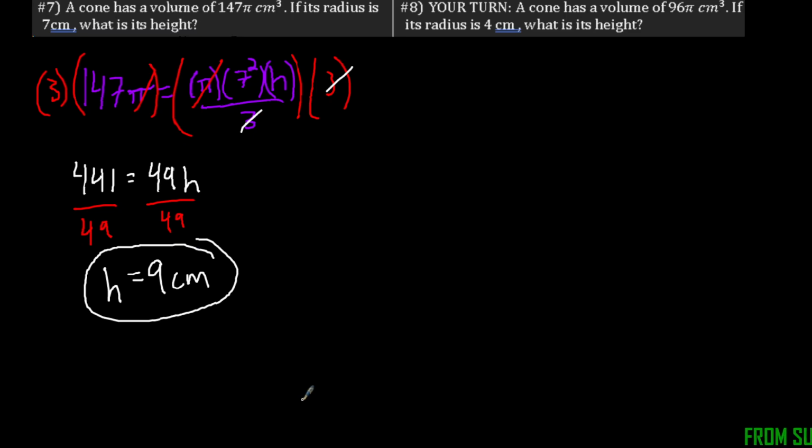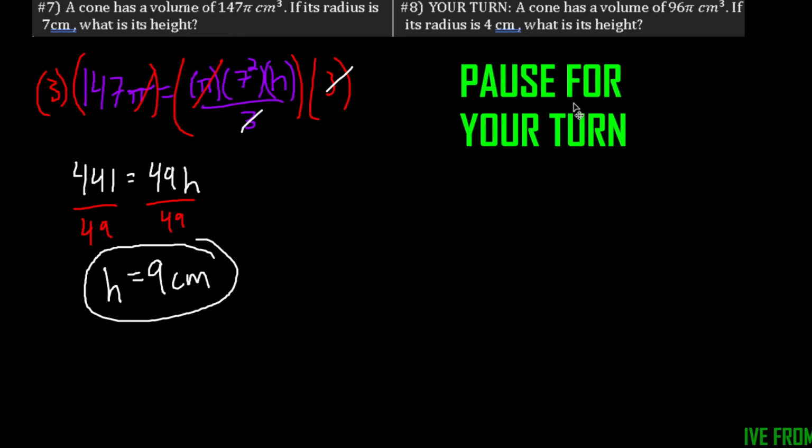Then for number 8, it says your turn. A cone has a volume of 96 pi centimeters cubed. If the radius is 4 centimeters, what is the height? So try pausing for your turn. Make sure you can check with me.